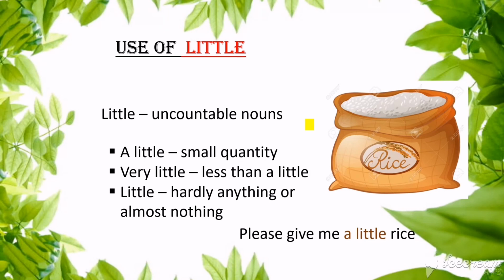Give me a little, please give me a little rice. Look at this example, please give me a little rice. Here a little rice means a small quantity of rice. So this is how little is used along with uncountable nouns.